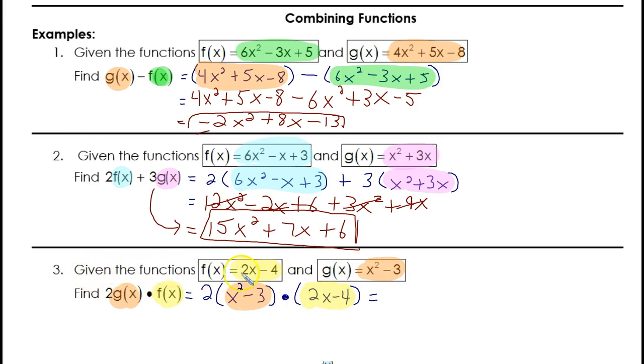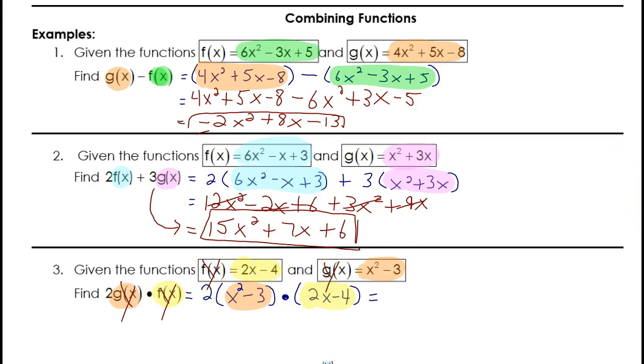Example 3, we have 2 new functions, a new f function and a new g function. And think about it this way. What if we had just used y for both of these? We just called them both y equals. And then I said 2 times y plus y. You wouldn't know which y I was asking you to use.